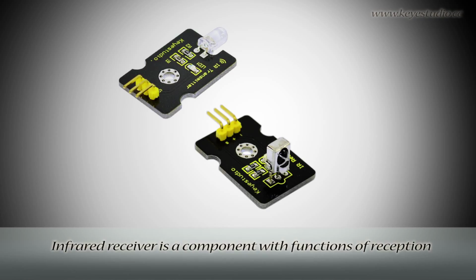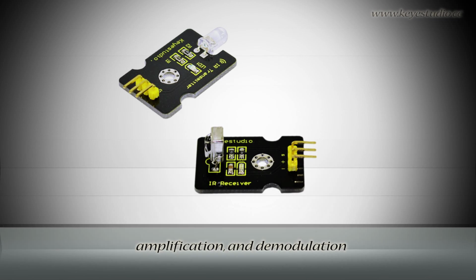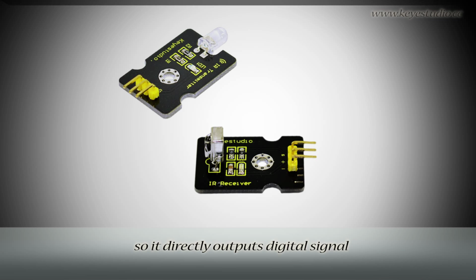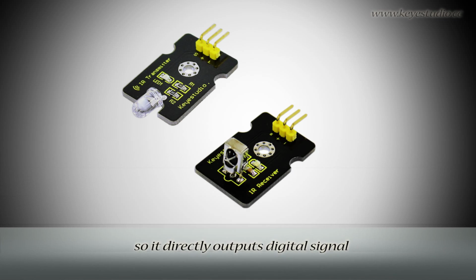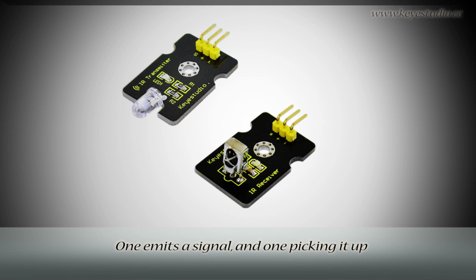Infrared receiver is a component with functions of reception, amplification, and demodulation. Its internal IC has already completed demodulation, so it directly outputs digital signal. These two modules are usually used together. One emits a signal and one picks it up.